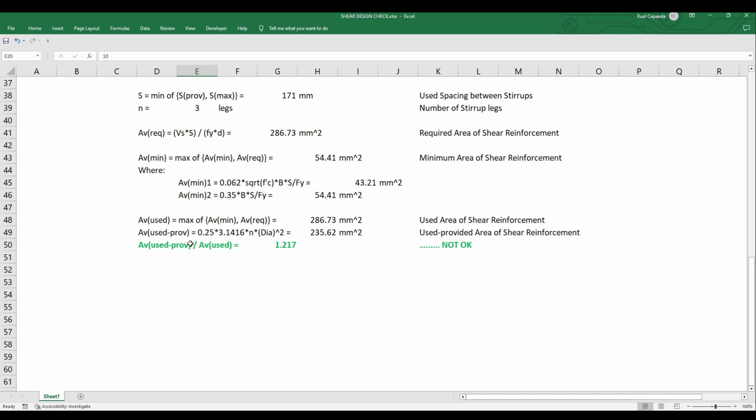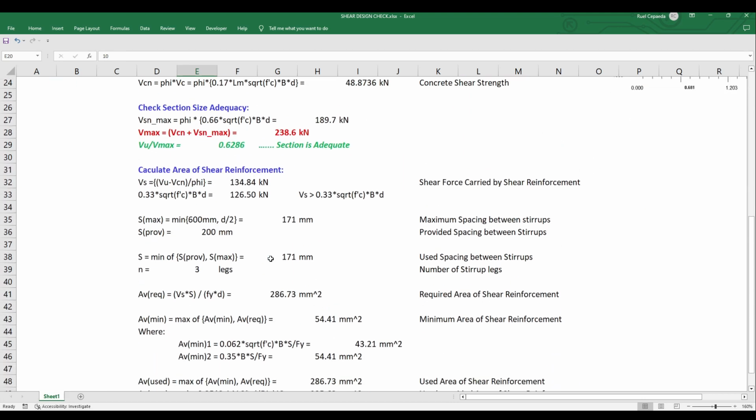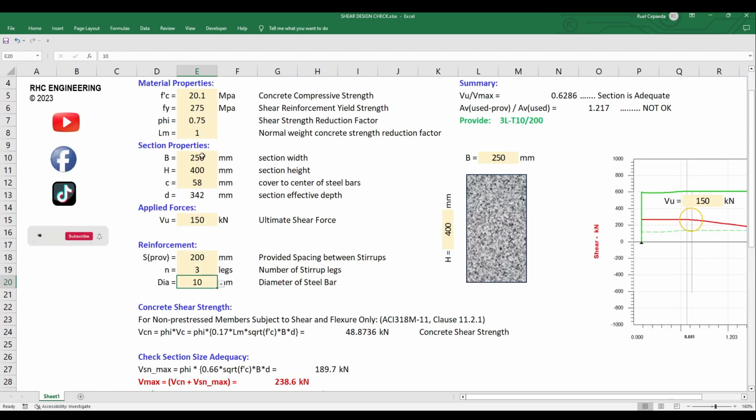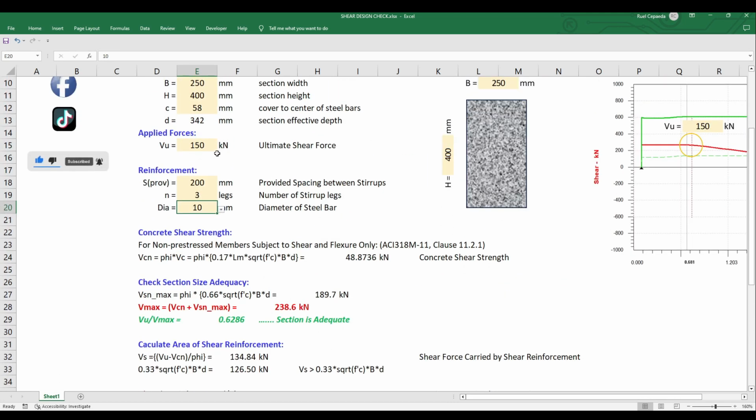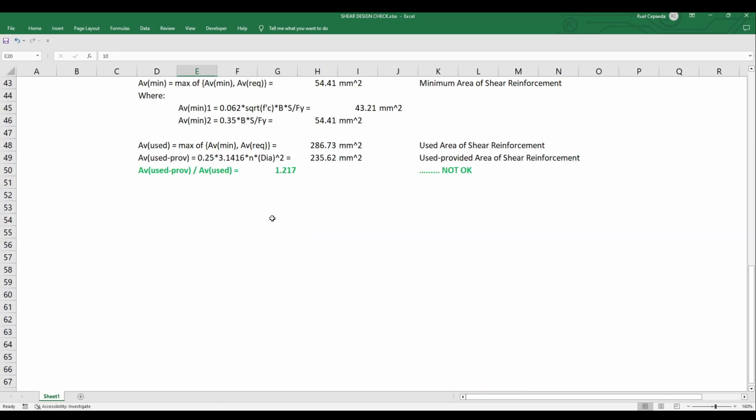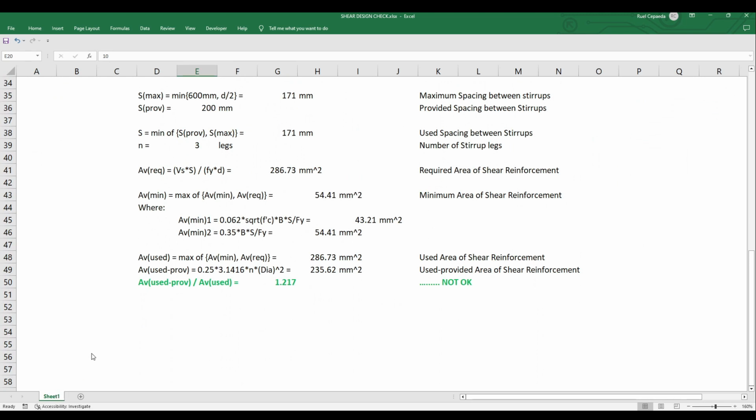So when we check the ratio of the Av provided over the Av required, it is more than 1, it is 1.212. So we need to increase the size of the beam, or we need to modify the reinforcement requirement. So this one, okay, we need to check this one.